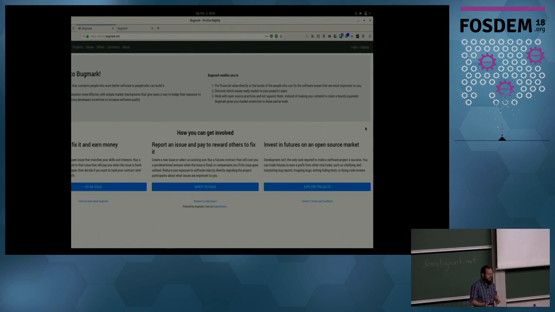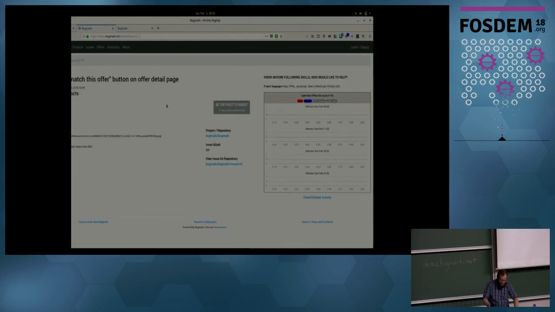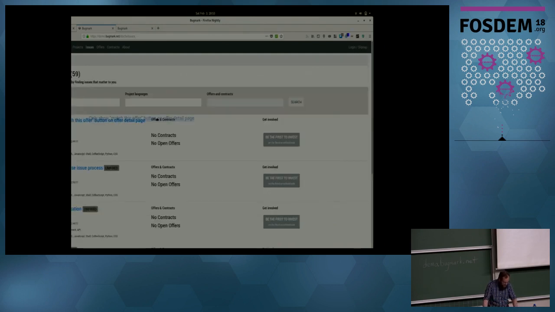I'm going to do Bugmark from the point of view of two users right now. In the first example, the user is Jane, the technical writer, who wants to get paid for experience and effort. I'm going to take a look at issues. All right, so find issues. Here's one: only show match this offer button on offer detail page. It's a web development bug that I can decide to fix. I'm going to say contribute to fix.